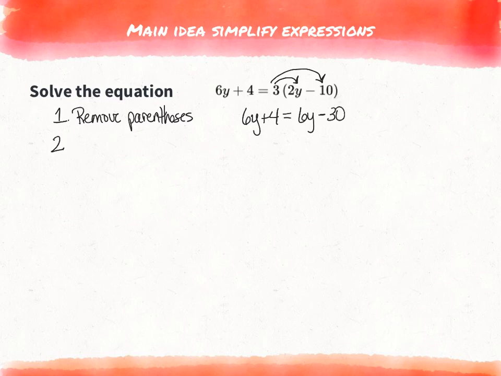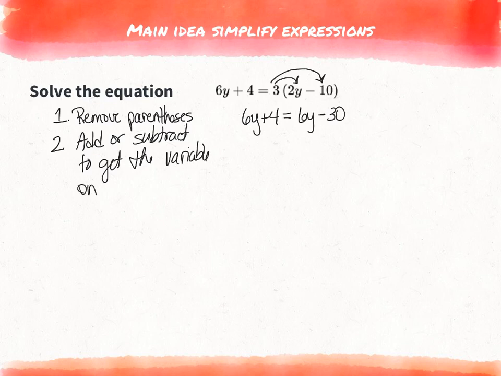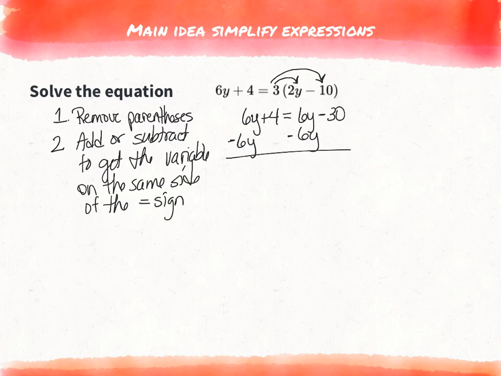The next thing we're going to do is add or subtract to get the variable on the same side of the equal sign. In this case, this means subtracting 6y from both sides. And I'm left with 4 equals negative 30.